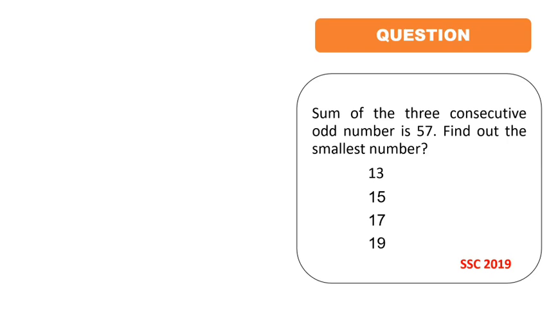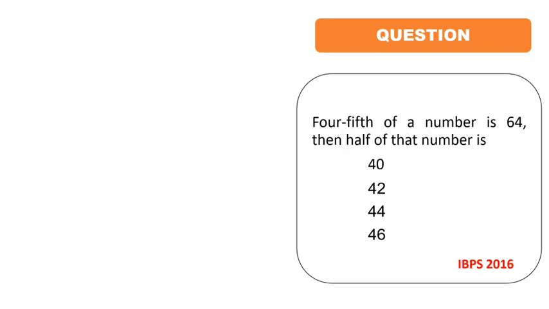Okay. The next question is, the sum of three consecutive odd numbers is 57. This question we have already seen, and the answer is 17. So let us go to the next question. 4/5 of a number is 64. Then half of that number is what?